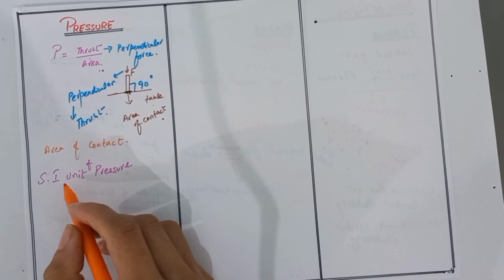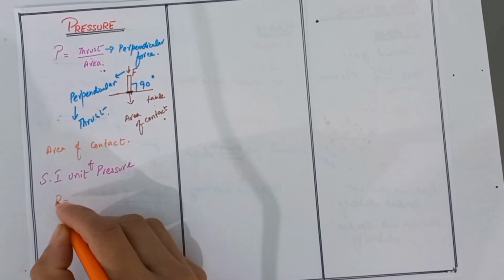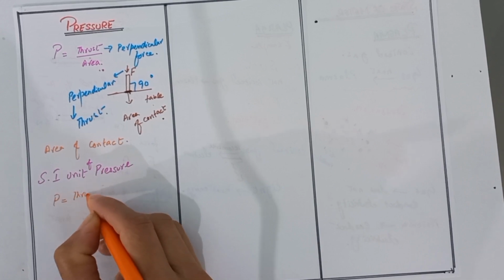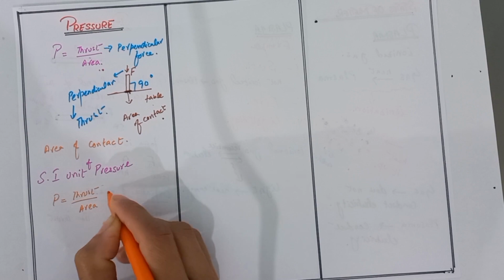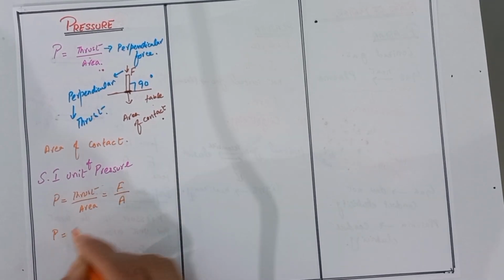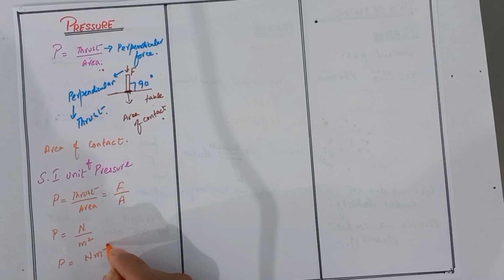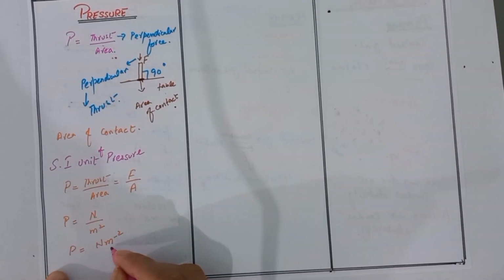If you don't know the SI unit of pressure, you can find it by using the formula of pressure. The formula of pressure is thrust per unit area. Here thrust is the perpendicular force and area is the area of contact. We represent thrust by F and area by A. We know that the unit of force is Newton and the unit of area is meter square. So we can write that the unit of pressure is Newton per meter square.